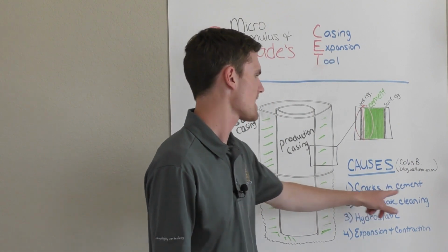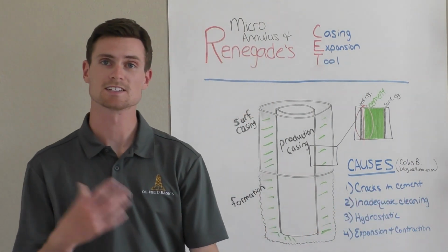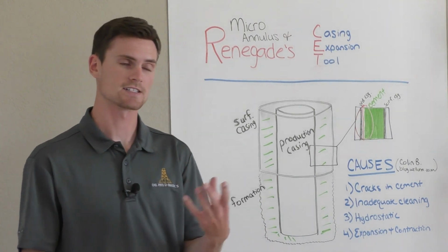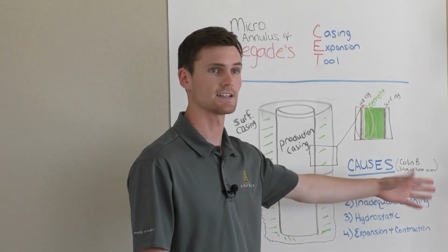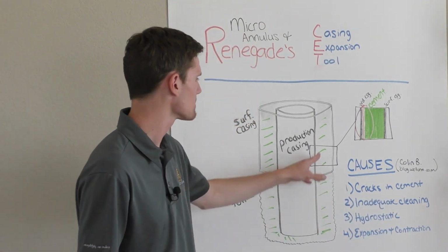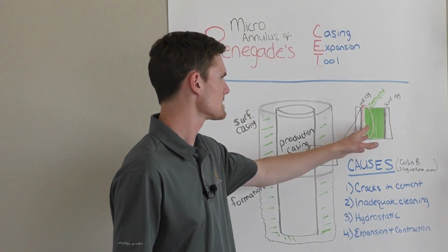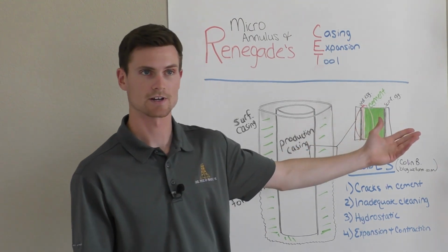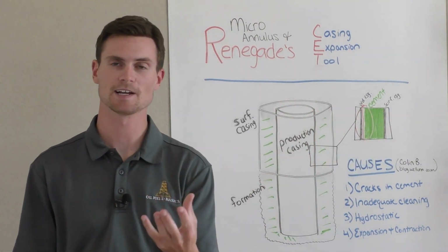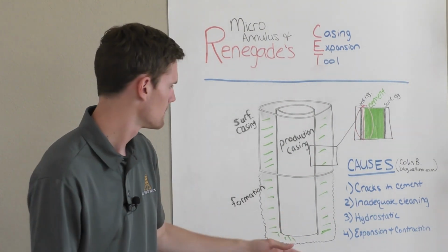First cause can be cracks in cement. As the cement is setting itself, it can crack, right? Just like many other things, as things harden, it can get cracks in it naturally. Second thing, inadequate cleaning. If the outside of your casing or inside of your outer casing is not very clean, or the formation, basically if a good bond isn't created because of junk in the way.